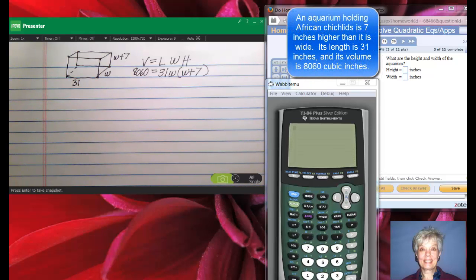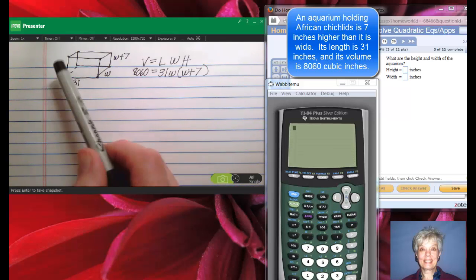Hi, we're back talking about volume, length times width times height. It's kind of the next step up from area. An aquarium holding African cichlids is 7 inches higher than it is wide. Its length is 31 inches and its volume is 8,060 cubic inches. Volume is always given in cubic units of some kind.